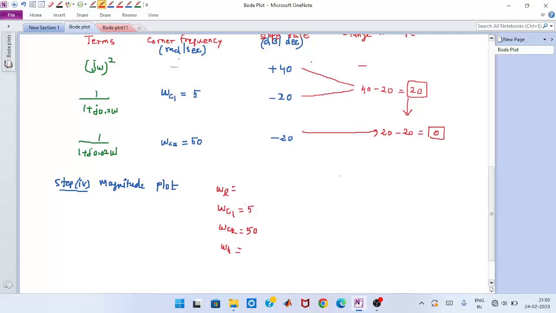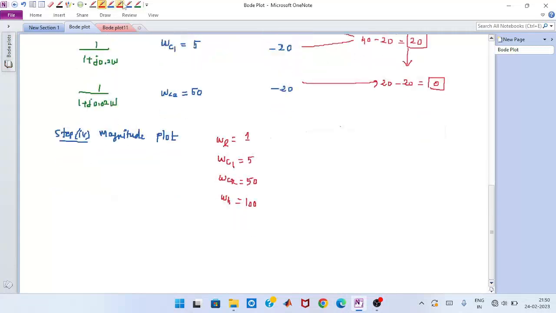Omega L, let me consider the value as 1 radian per second, which is lesser than 5. And we are going to consider omega H equal to 100 radian per second, that is above 50. It is not necessary to assume 1 radian per second and 100 radian per second. It is up to you. But as of now, let me consider both these values.